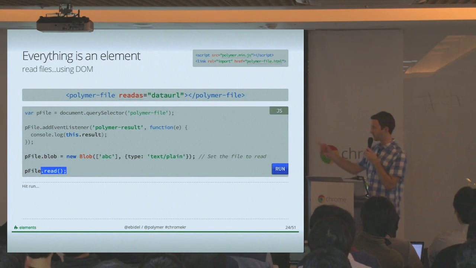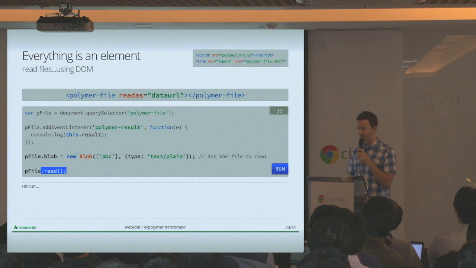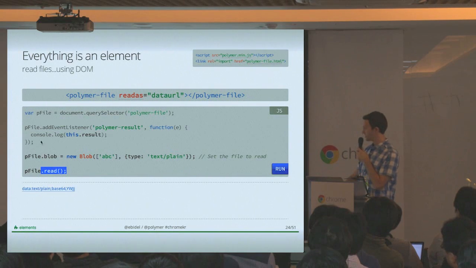So this Polymer file element has an API, right? It's got a read method. It's got a result property that I can get at that data. And all I do, again, is just declare this on my page. So I'll hit run. And boom, I've read this file that I've set using the read method.